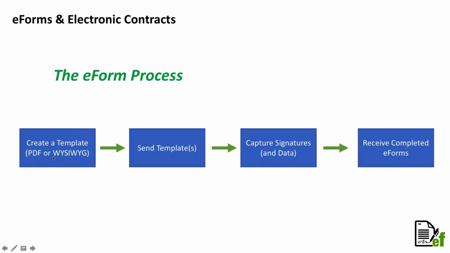So the eForm process is very simple. You create a template, either the PDF overlay or the WYSIWYG editor. You deliver the template to the recipients. You capture the signature, and then you receive the completed eForms.